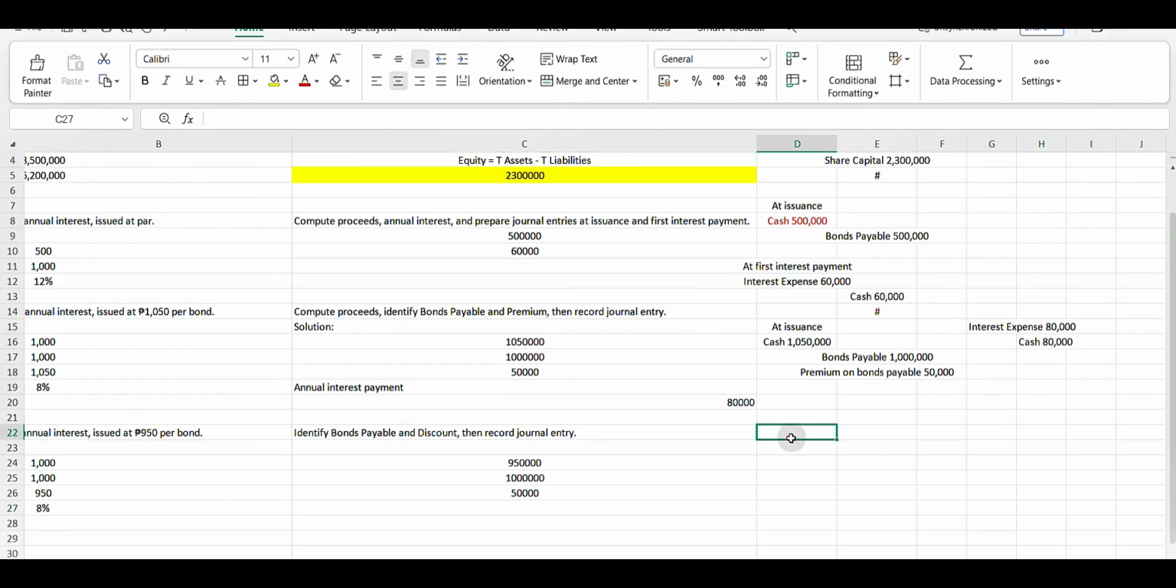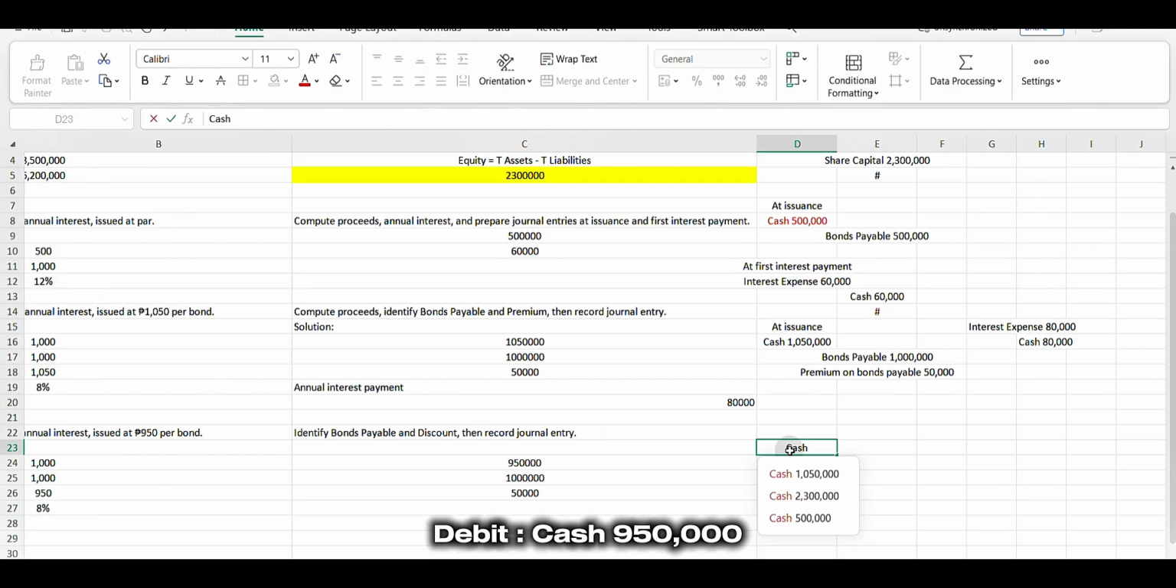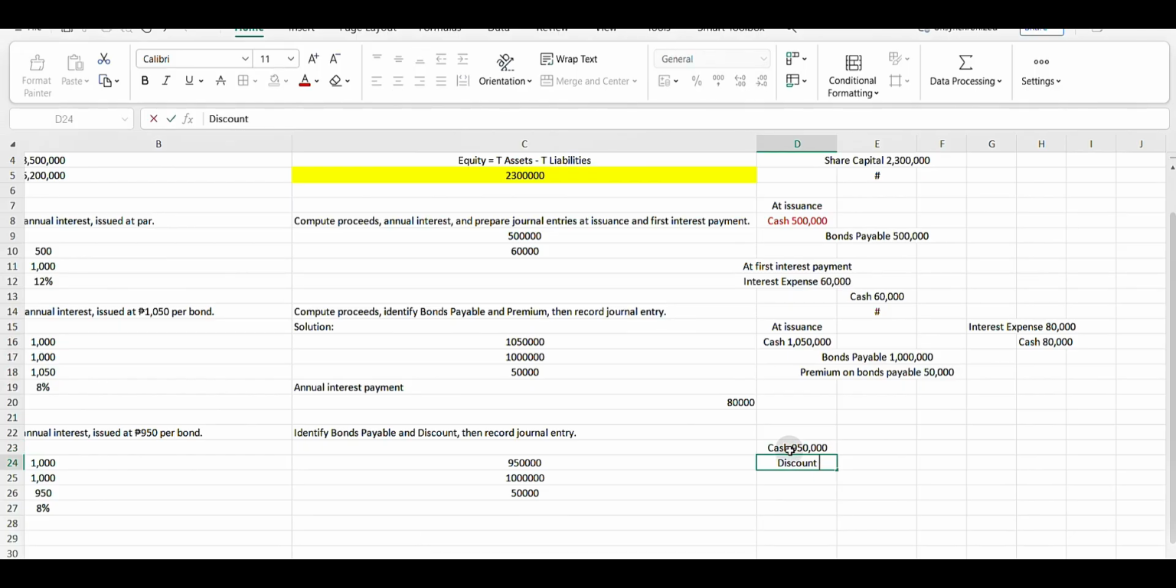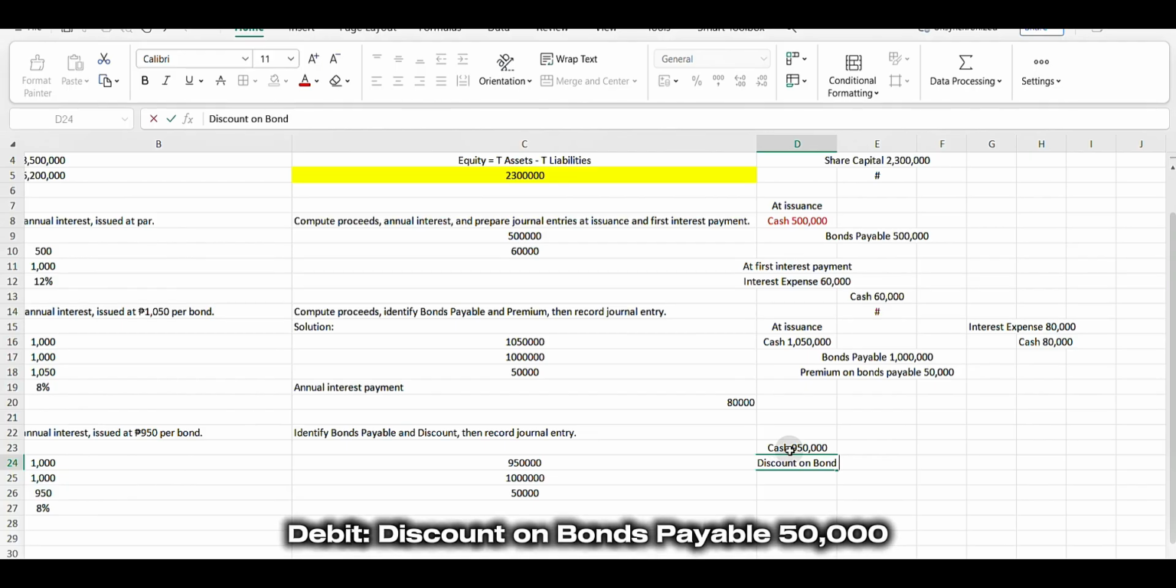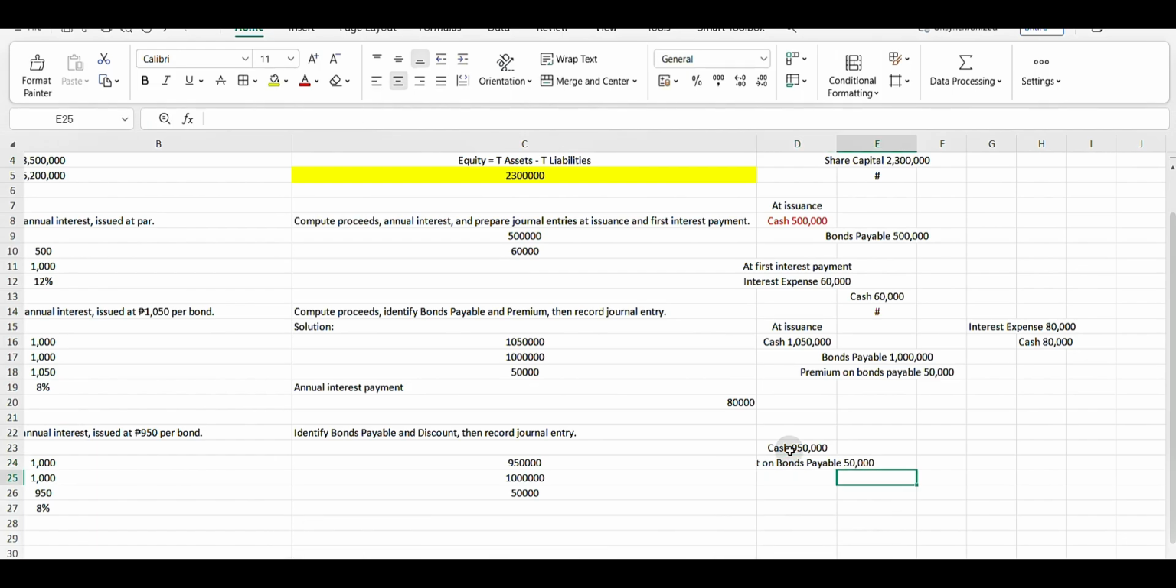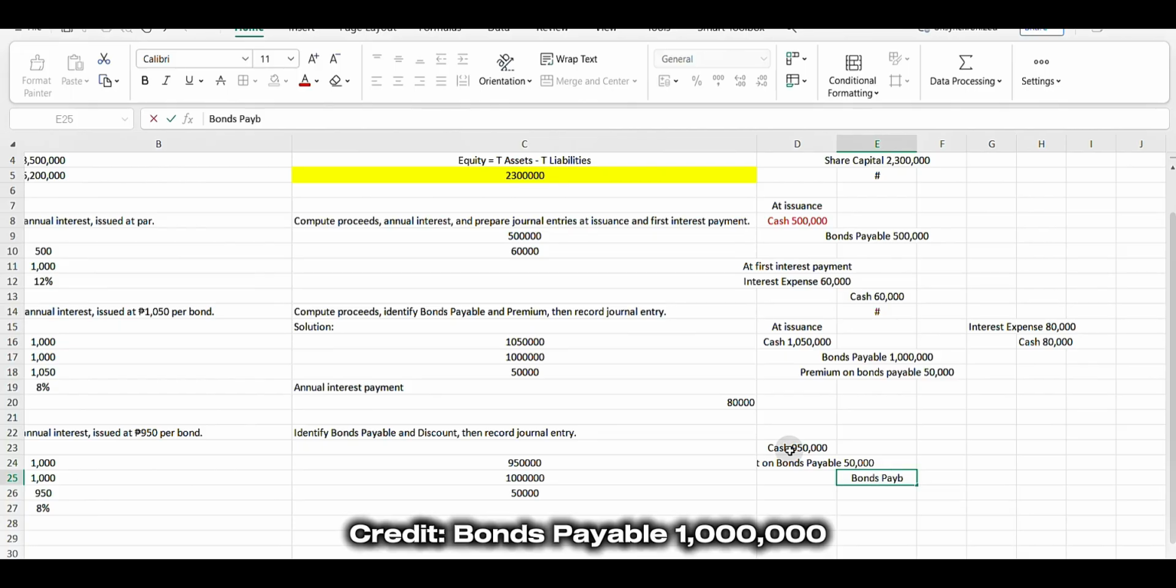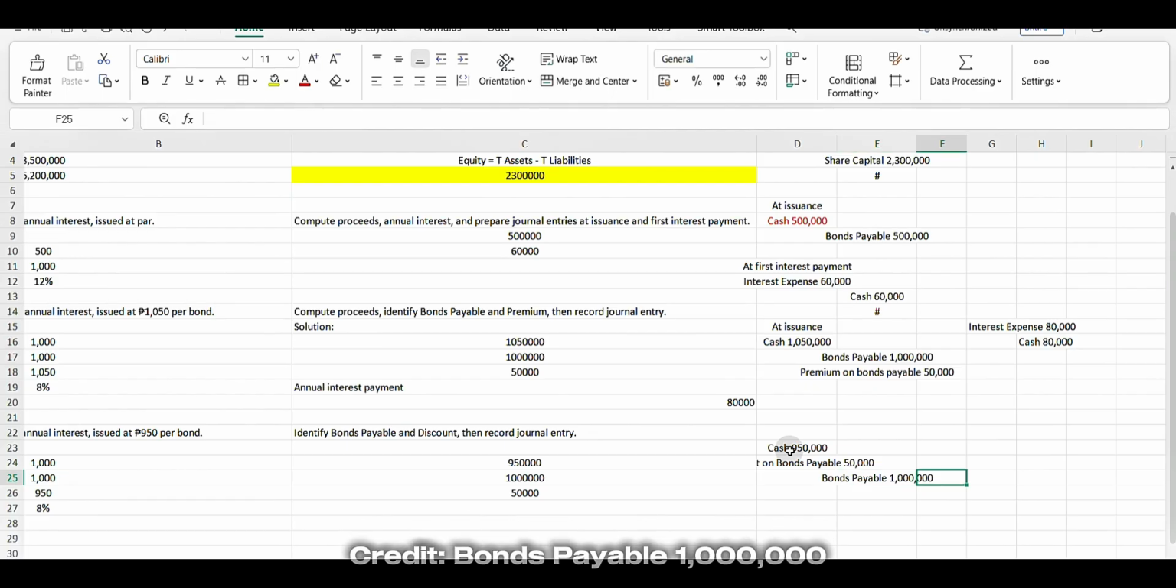Of course, we're going to focus first on the issuance. So it's still the same. That is cash, 950,000 pesos. Debit to discount on bonds payable. And that is 50,000 pesos. With a total price, of course, of 1 million, which is your bonds payable. Okay, again, this is under issuance.